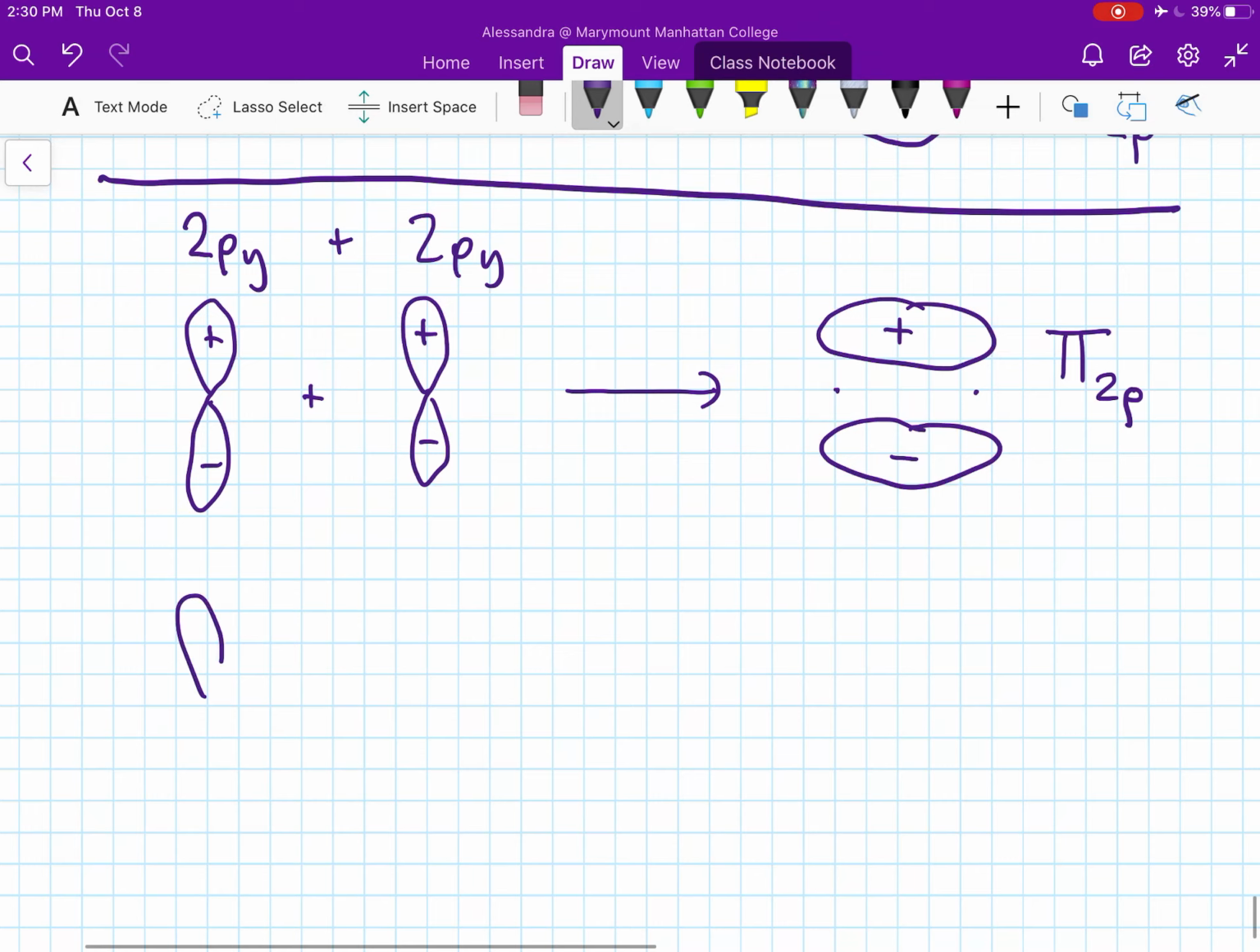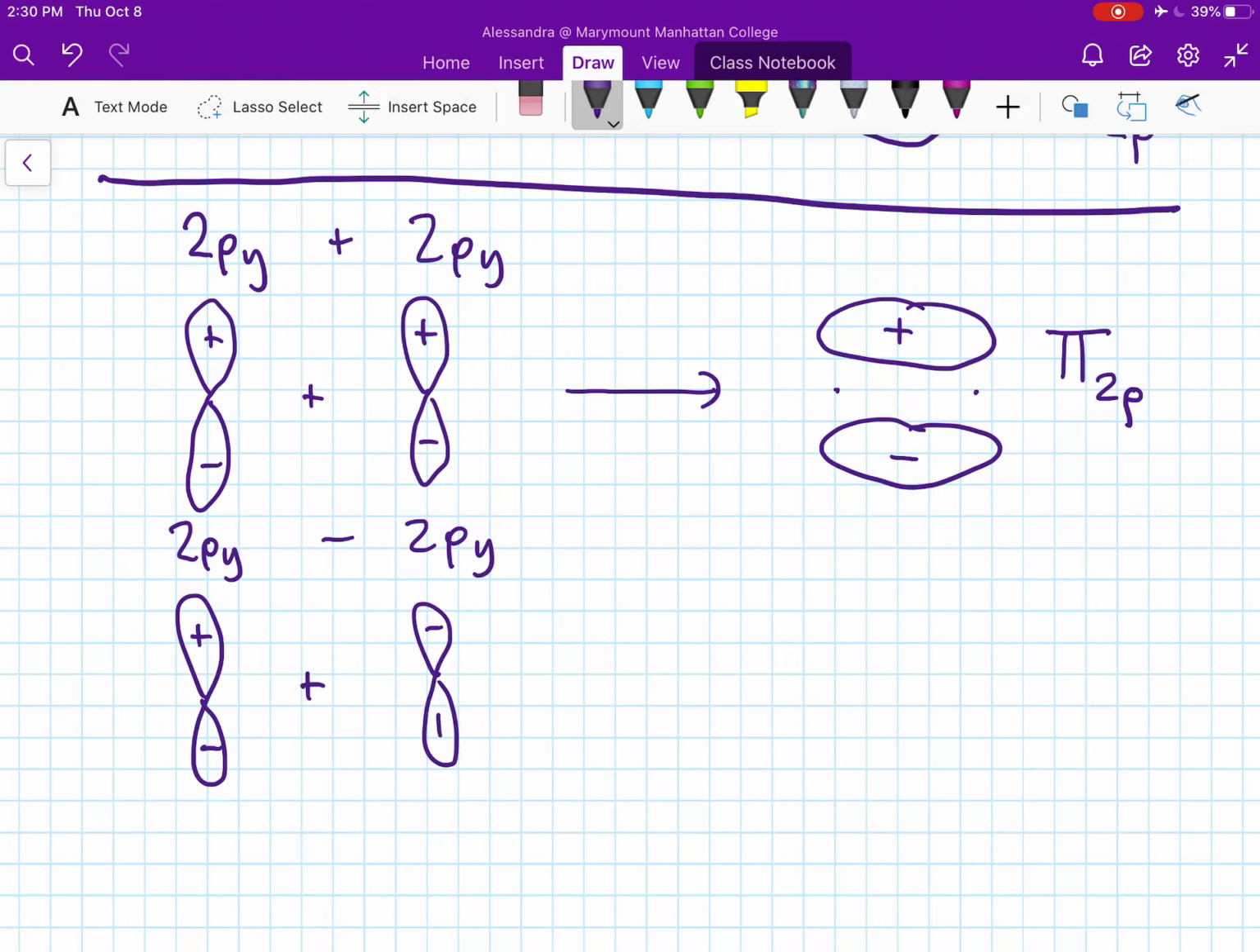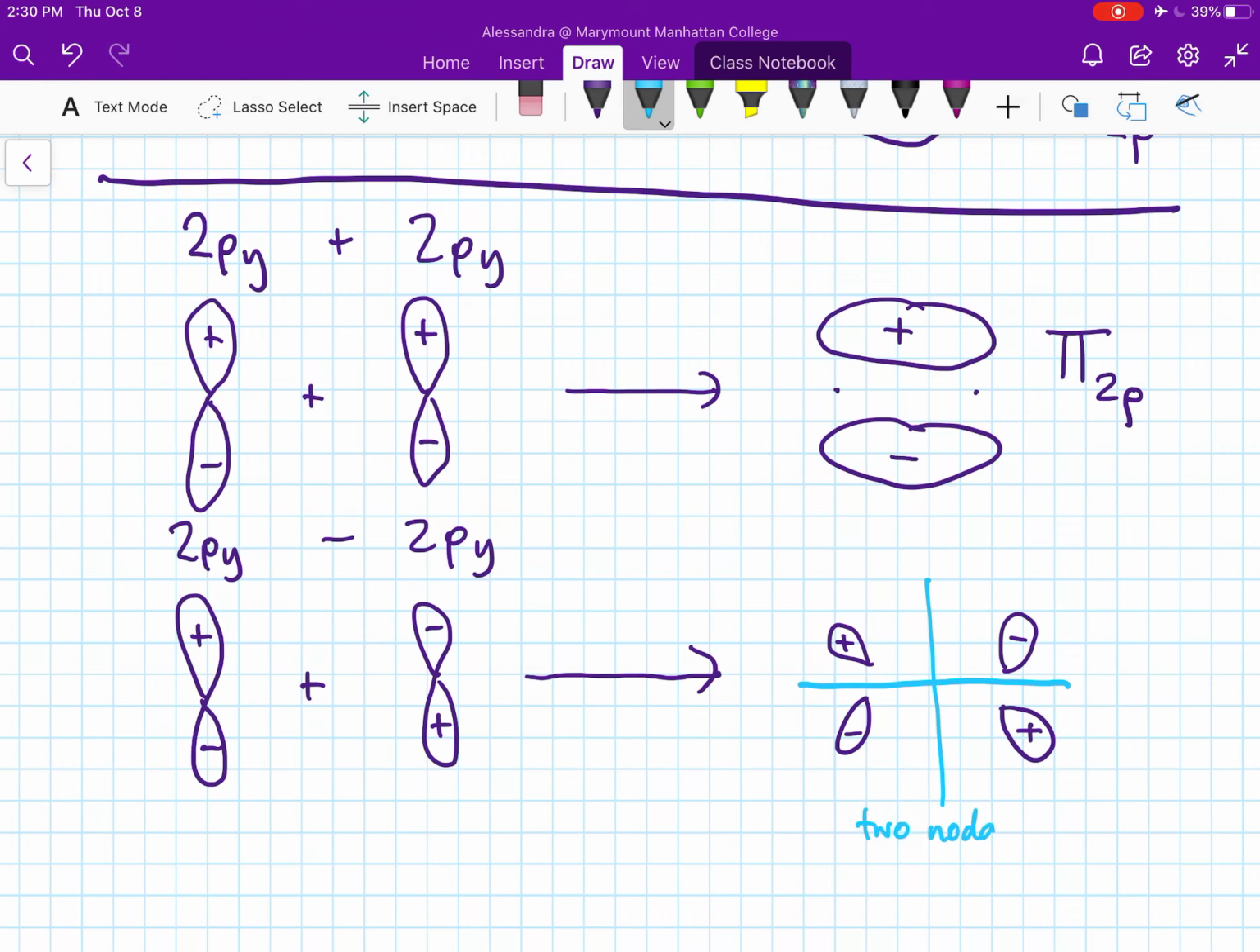Of course, the linear combination is not complete until I also do the subtraction. So I want to subtract 2py from 2py. And a way I can represent that mathematically is just by switching the phase on one of them. So I'm going to switch the phase there. And I'm going to have destructive interference now. So I'm going to have a new node created where I am canceling out the orbital density and producing a nodal plane that both incorporates the two nuclei and that divides the two nuclei. So two nodal planes are produced from that overlap.